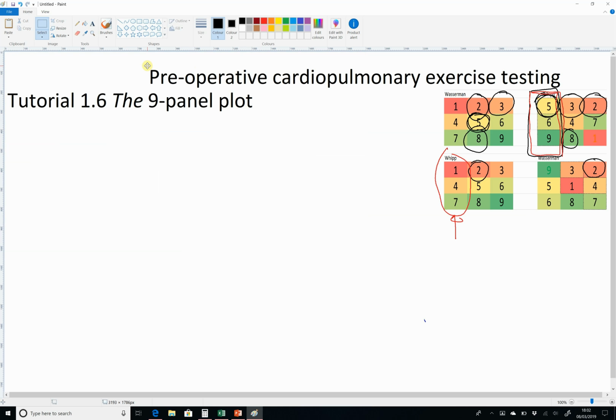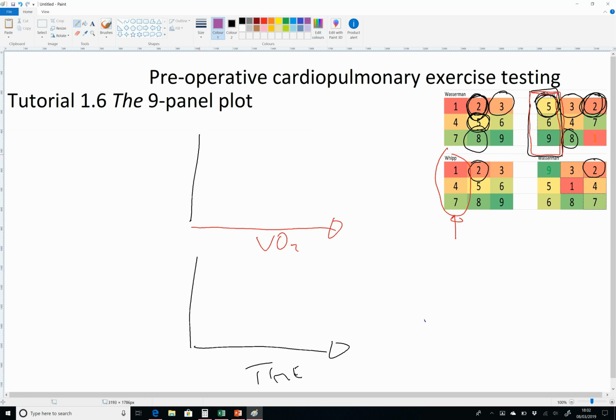So where were we? We were going to talk about this panel here, panel 2 in the Wasserman, and position 3 in the Whipp, and it is a plot against oxygen consumption in the Whipp plot or time in the Wasserman plot. The two vertical axes are the same. One is heart rate, and the other is that ratio we call the oxygen pulse, which is oxygen consumption divided by heart rate.